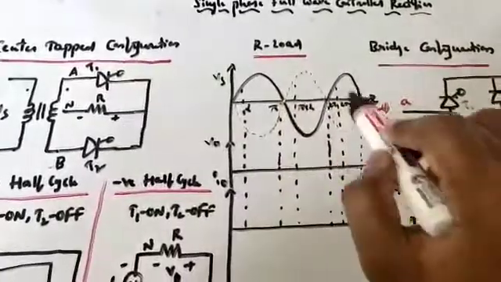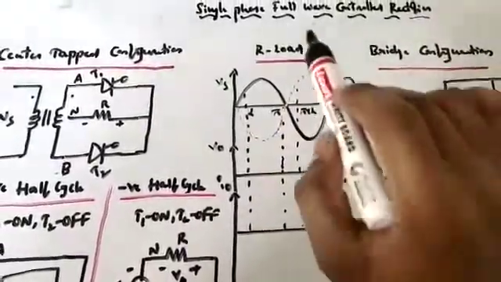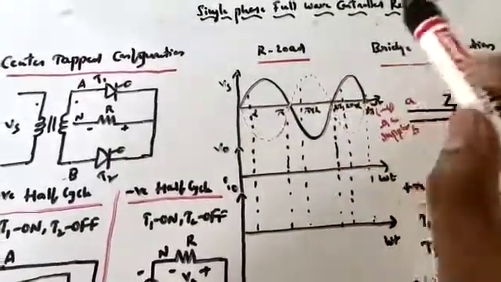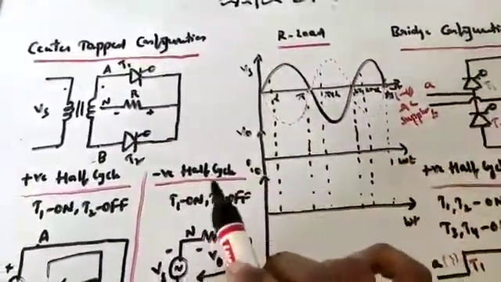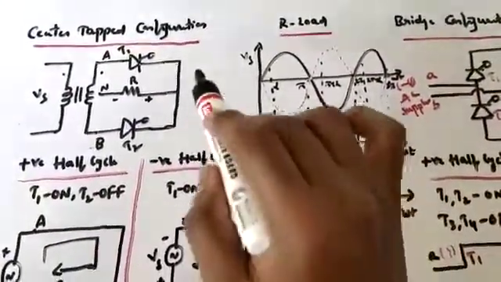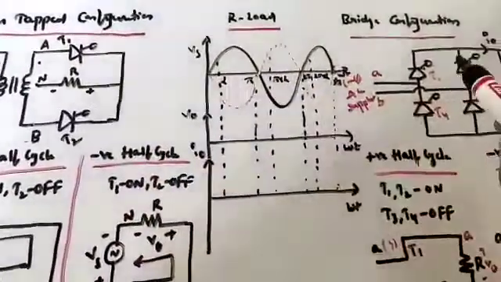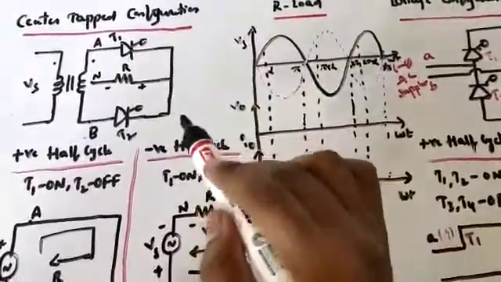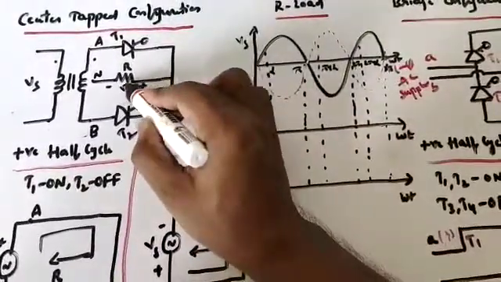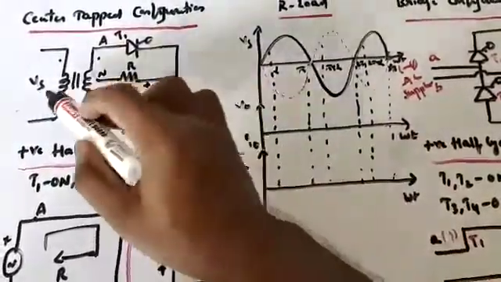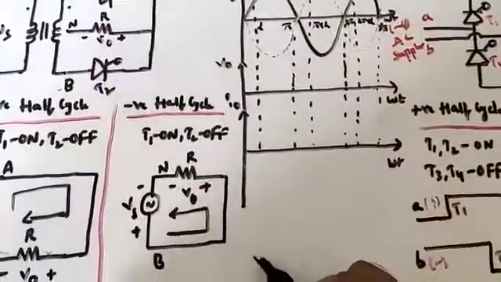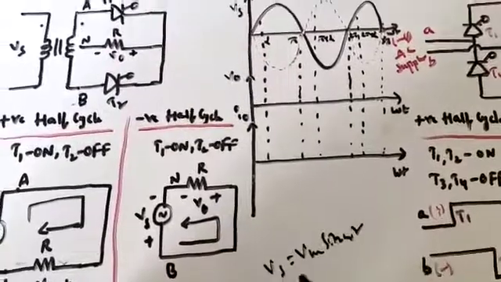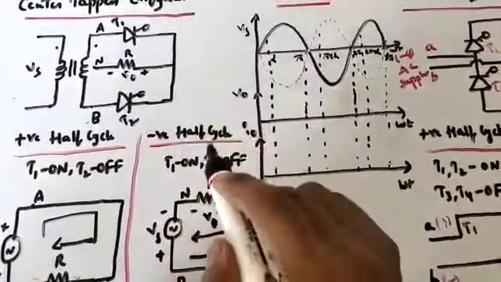Before going to explain the single phase full wave control rectifier operation with R load, that means before analyzing the waveforms of this R load, let me give you a topic: analysis of what the center tapped configuration is and how the bridge configuration looks. This is the center tapped configuration, and here Vs is nothing but Vm sine omega t, the single phase supply we are going to give.